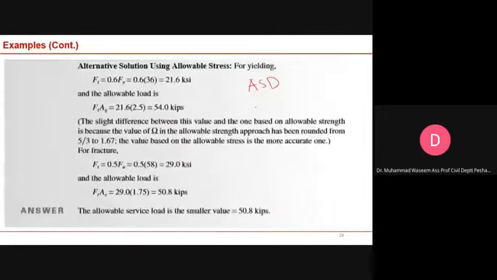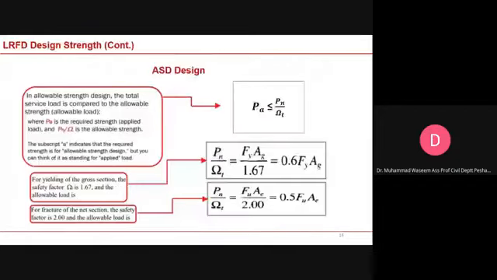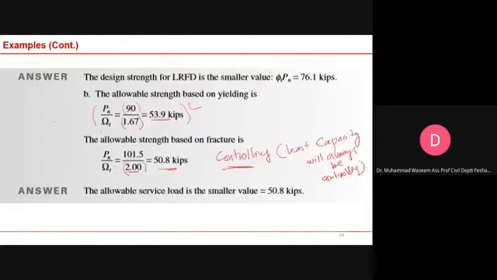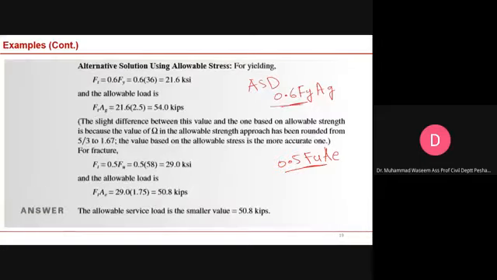No. मैं आगे चला गया. This one. So you can use 0.6 Fy and Ag in order to evaluate the excessive deformation capacity, and you can use 0.5 Fu Ae to evaluate the fracture capacity. If you do not want to use this notation of ASD, you can use this notation. Both will yield similar results. Okay.